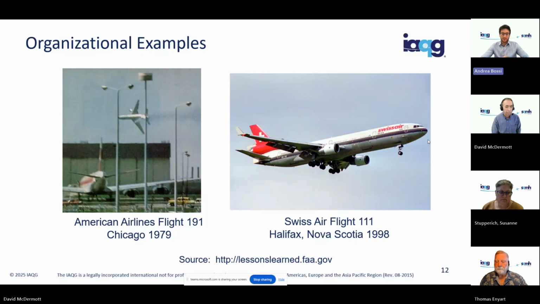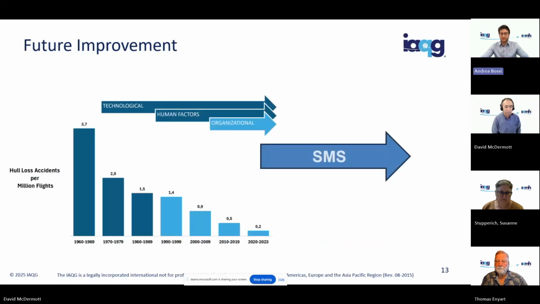Yeah, as you can see, the complexity of accident causation is increasing, and there is a need for more advanced tools to allow us to address the increase in causal factors in complex systems. Therefore, the SMS is seen as the next step in this improvement. So today we are addressing aviation safety considering the organizations which form the industry.